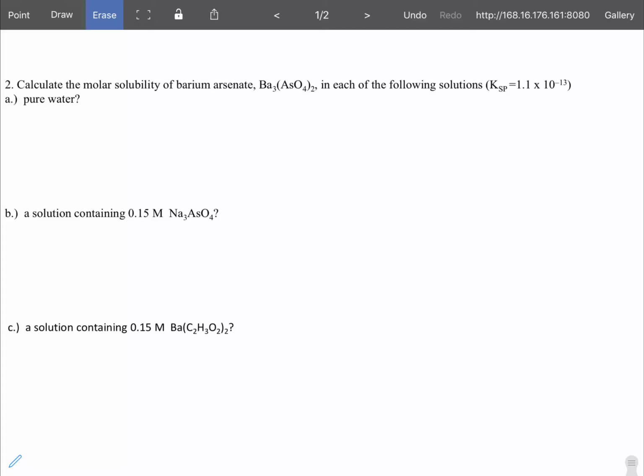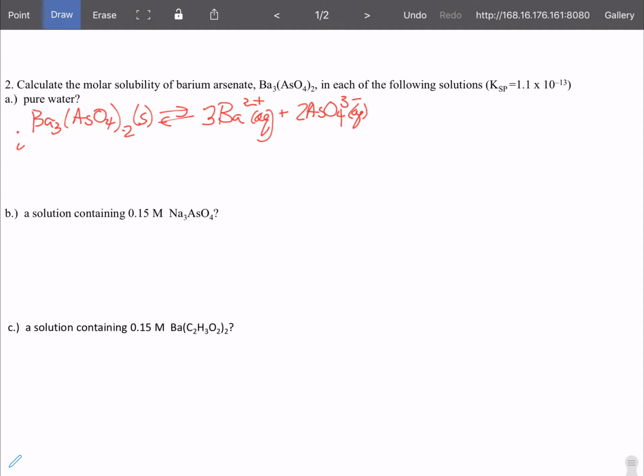Alright, on this problem we're going to be working the solubility product. So the first thing we do in pure water is we set up our equation, and it's barium arsenate. Now we want to leave room. This is a solid, and it's going to dissociate into 3 barium ions plus 2 arsenate ions. So again, these are both aqueous, so we're going to set up our ICE table.